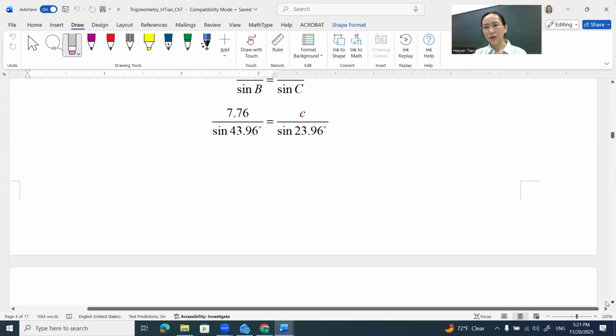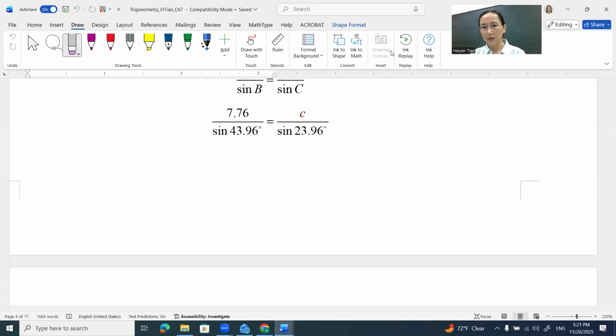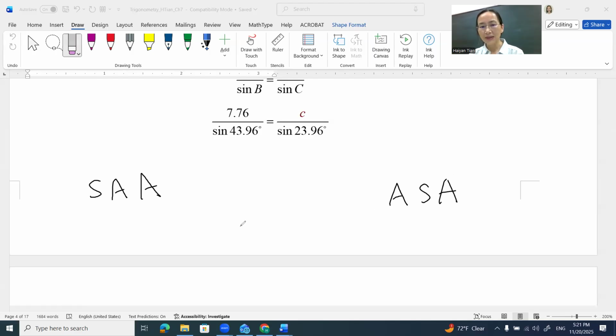So we solved two oblique triangles. One is side angle angle. The second case is angle side angle. In both cases, we have only one side, and we know two angles, right? In the first case, we know two angles, so the third angle is very easy to find. Then you're also supposed to find the two other unknown sides.